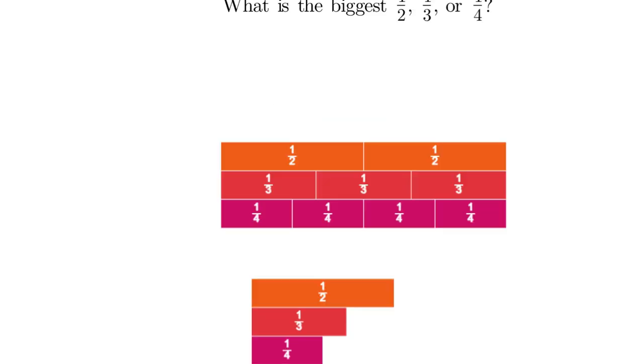Hi friends, for our last question, which is the biggest: 1/2, 1/3, or 1/4? For a whole, for 1/2, there are 2 equal parts sized 1/2. Then for 1/3, for the whole, we have 3 equal parts sized 1/3. Then for 4/4, we have 4 equal parts sized 1/4. Another way we can compare them is to make them all have common denominators. Our common denominator for 2, 3, and 4 is 12.